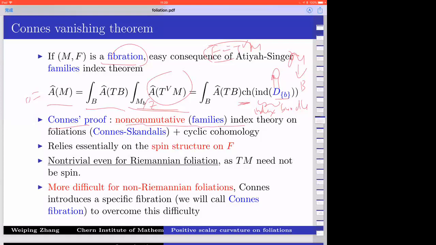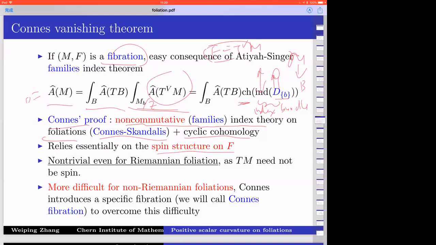He developed a non-commutative index theorem on foliations, especially the Connes-Skandalis longitudinal index theorem. He also used cyclic cohomology to develop non-commutative geometry. Indeed, this theorem is viewed as an early achievement of non-commutative geometry. As one sees, even in the fibration case, it relies essentially on the fiberwise Dirac operator. So for Connes, I think the spin structure and the Lichnerowicz spin case is essential.